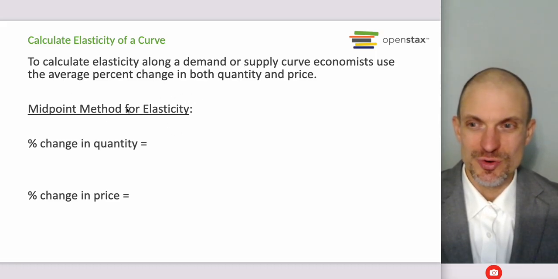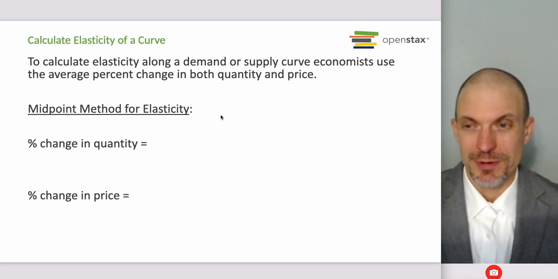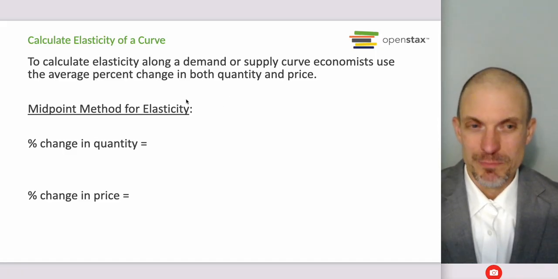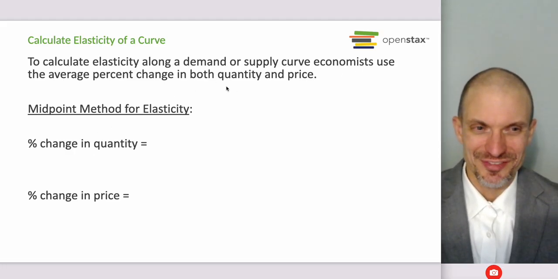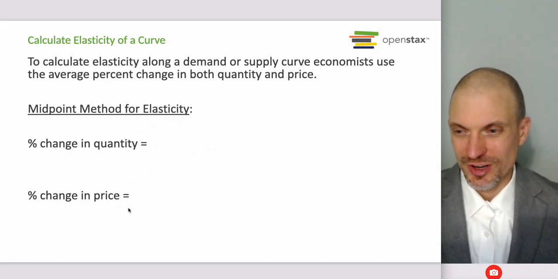Officially, if you're doing this for real, you'd be using something closer to the point method for elasticity, and you'd probably be doing that with calculus. Actually, you'd probably be doing this with a regression analysis, but this is a good starting point anyway. I just wanted to clarify that. Okay, so the midpoint method for elasticity: percentage change in quantity divided by percentage change in price equals elasticity.